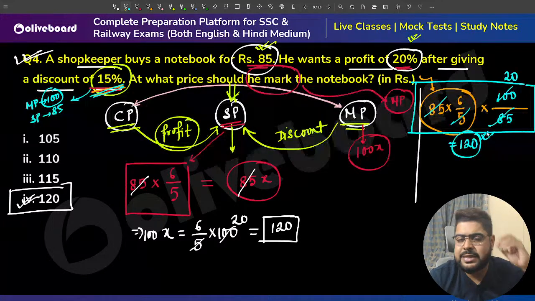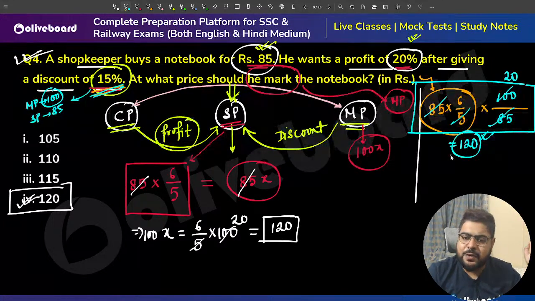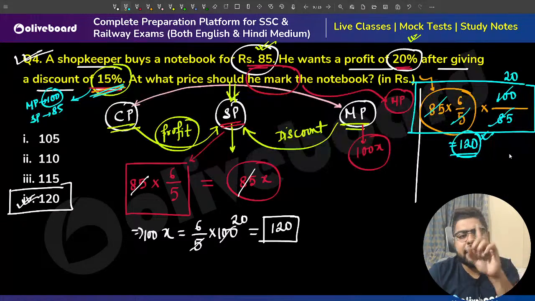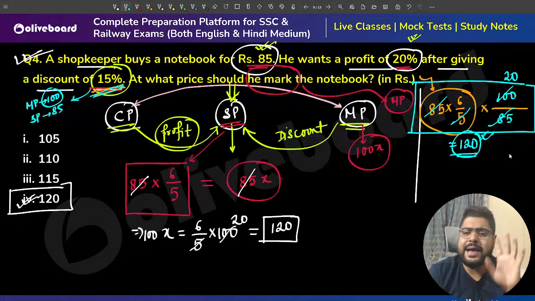You can do this in a single line as well. That way also you will get 120 rupees as your answer.